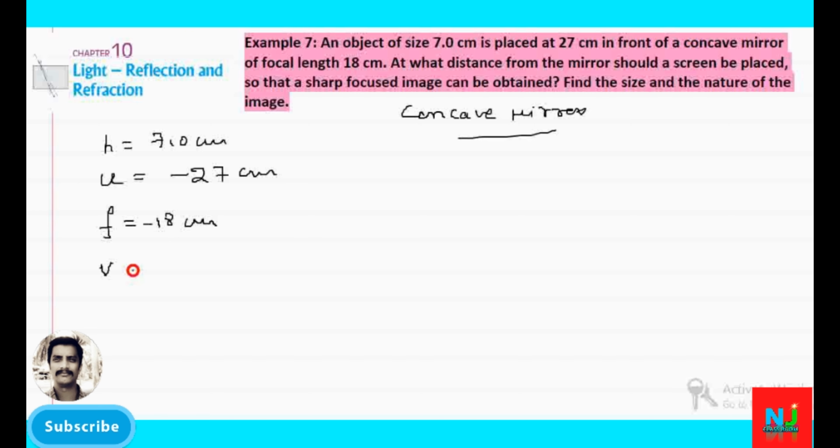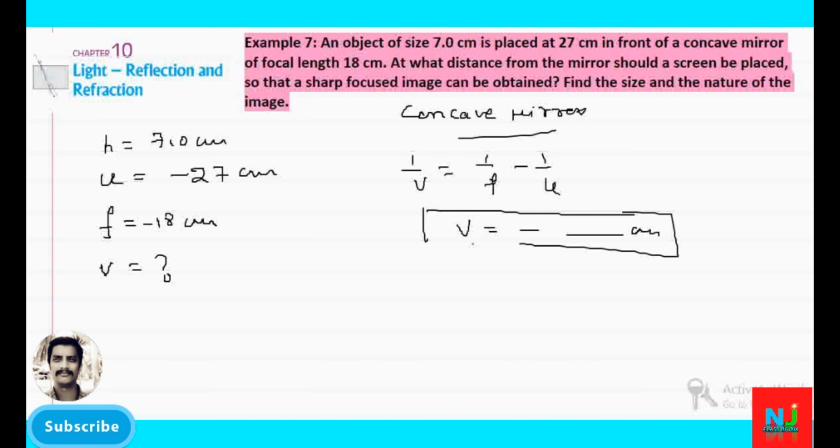So you have to calculate v. What is the formula? 1 by v is equal to 1 by f minus 1 by u. Calculate v. It is always negative in terms of centimeters. You will get the value by putting the values of focal length and object distance. It is left to you. It is very simple. You have to do at least one, so that a sharp focused image can be obtained. Find the size and nature of the image.